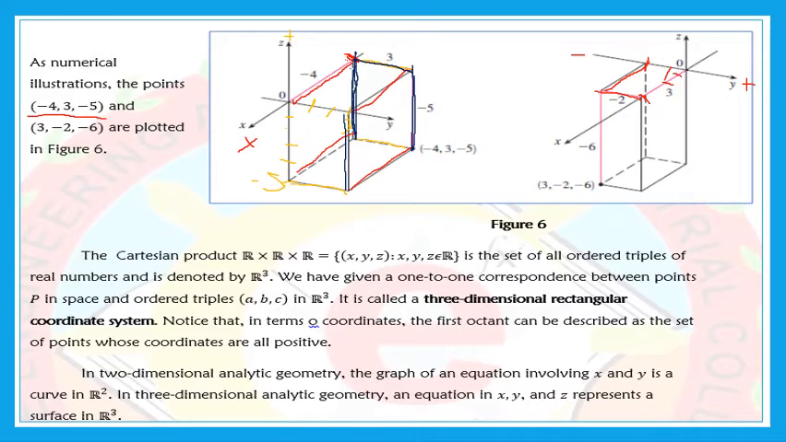Si 6 na negative 6. Si z rather na negative 6. Ibig sabihin nasa baba ng z-axis. Okay. Let's say 6 dito. 6 distance dito.